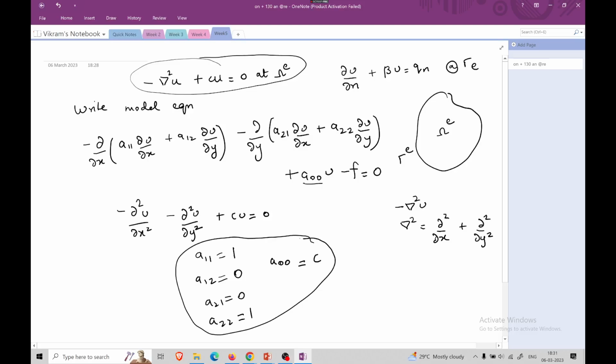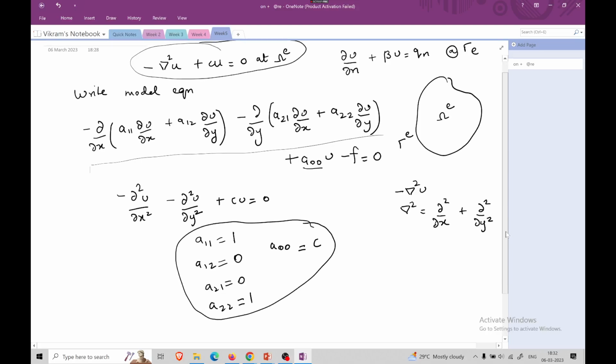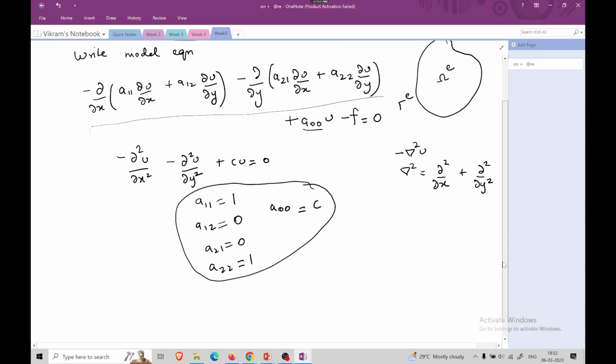So what I am going to do is solve the weak form of the model equation in general, and in the end I'm going to just substitute these constants, and then I will get the weak form of the equation for the problem which we are trying to solve. So we'll try to solve that one by one, step by step.